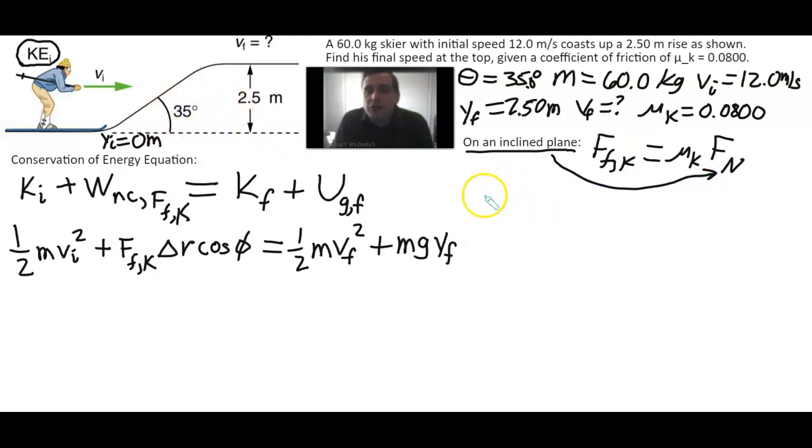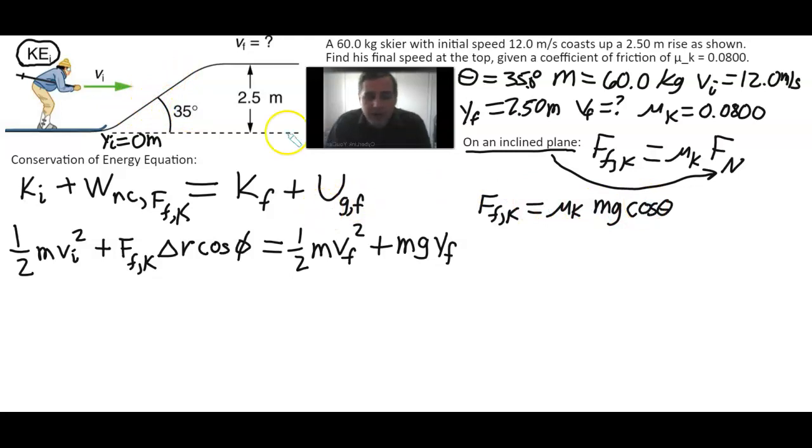And if you reference earlier in the class Newton's laws, this is actually going to be mg cosine theta. So the kinetic force of friction is going to equal mu k times mg times cosine theta. Now we have something that we can handle in terms of m and theta and g and mu k. Then we need to think about this delta r.